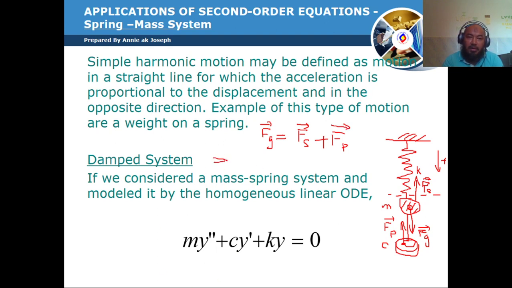Okay, look at this one. If we make it in magnitude, we will get Fg is equal to Fs minus Fp. Okay, so we have Fg. Fg is the gravity force. So gravity force is equal to mass multiplied by the acceleration.